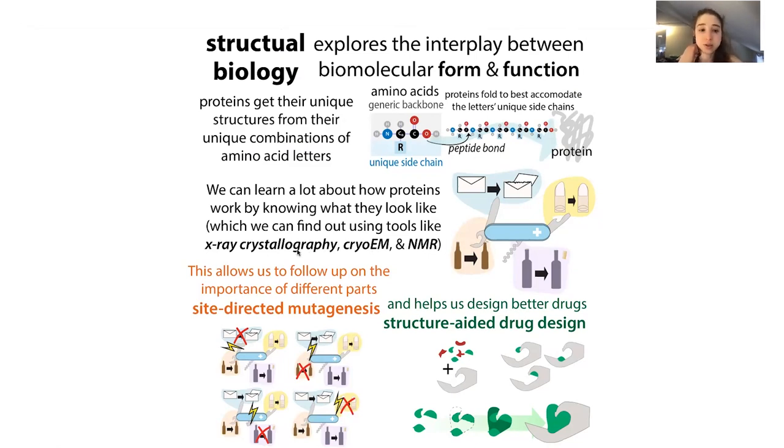I'm going to talk to you most about crystallography and cryo-EM. NMR is actually better for things that have more flexibility, but you're limited to smaller proteins and you need a lot of it in order to get the shape.